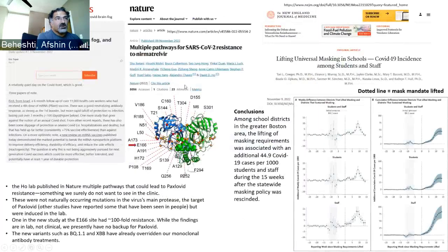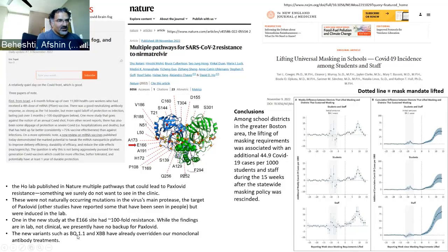Then also Paxlovid resistance and things like that have been in the news over the past few weeks, as well as Paxlovid being beneficial for long COVID, which I'm going to go into in a few slides down. But in this Eric Topol post, these papers that came out just recently, for example this Nature paper, talk about multiple pathways by which SARS-CoV-2 could increase resistance to Paxlovid. These experiments are done in the lab, so they're not seen evolutionarily in patients or clinically, but they force these things. So it was a lab-induced resistance, let's put it that way.